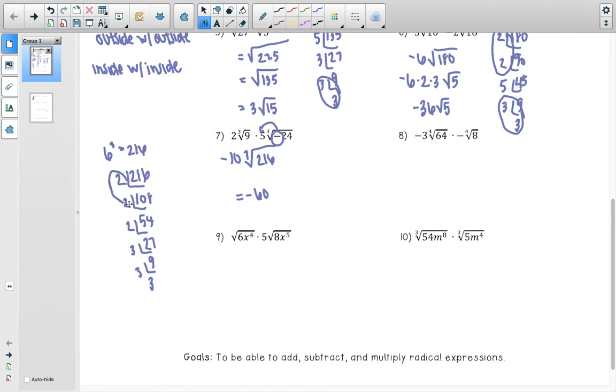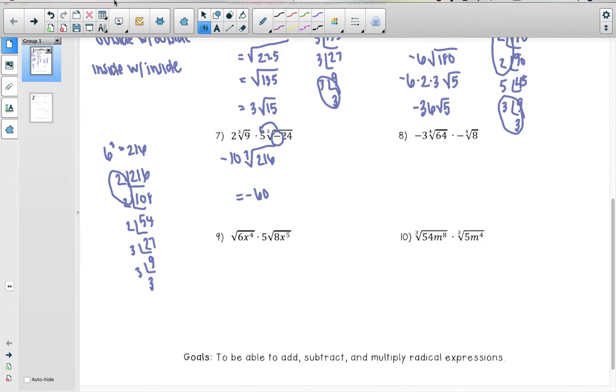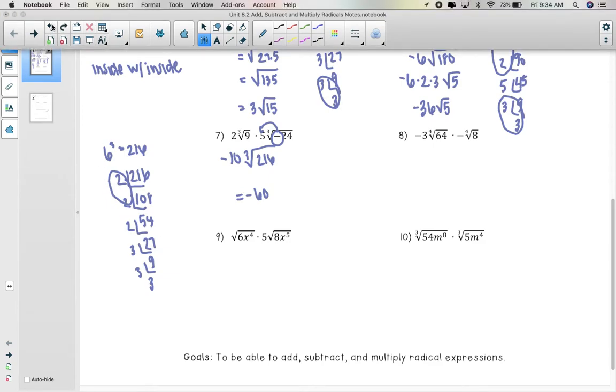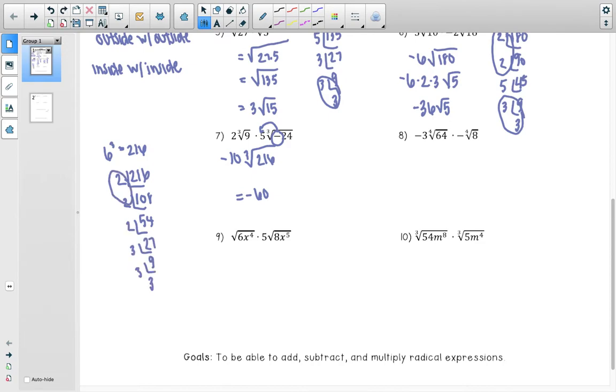So this is a pair. Ooh, did I mess up somewhere? Oh, no, I didn't. I messed up what I was saying. This is a cube root, so I'm not doing things in pairs. We're doing things in groups of 3, so ignore that circle. That's a group of 3. That's a group of 3. 2 times 3 is 6, and you would take that times the 10, which is negative 60.